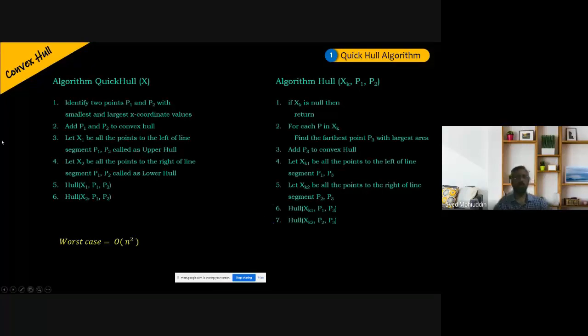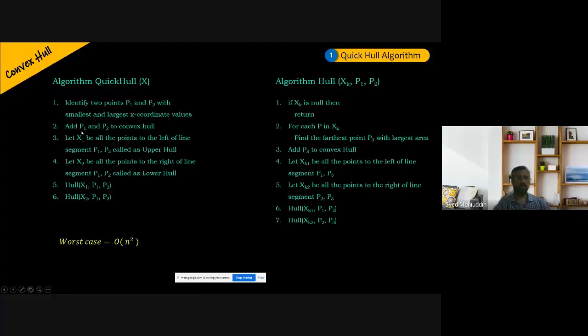Now here what we have is an algorithm, quick hull. X is nothing but a set of points. Now we identify 2 points P1 and P2, which have the smallest x and largest x coordinates. So on the x-axis, the smallest point will be P1, which is the left extreme point, and the largest will be P2, which will be the rightmost extreme point.